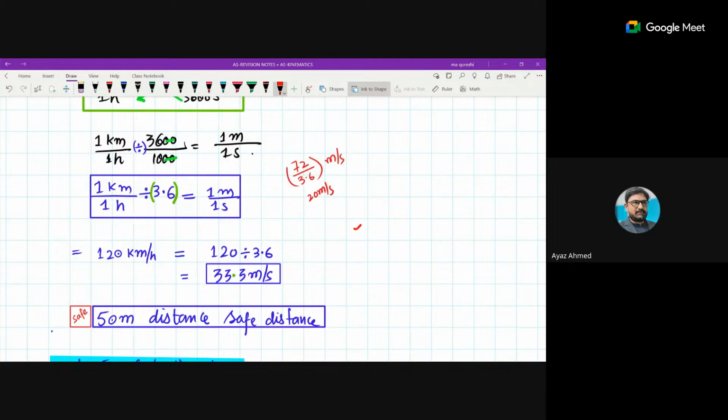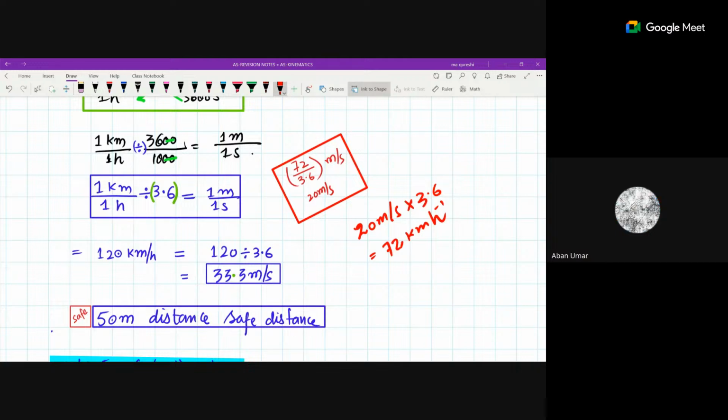Or if I say that you are driving at a speed of 20 meter per second, that is the conversion I have made here. 72 divided by 3.6 will give you 20 meter per second. But 20 meter per second multiplied by 3.6 gives you 72 kilometers per hour. Is it clear to all? Yes, sir. Okay, so you have to keep this point in your mind, just a simple idea.